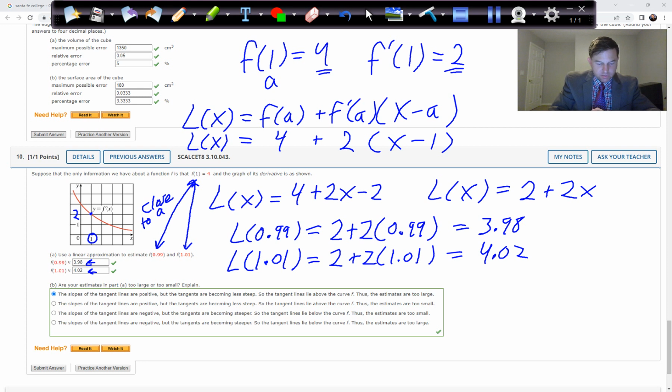Now it says, are your estimates in part A too large or too small? Well, if you look at this curve of the derivative, the values are getting increasingly smaller. They're positive, so they're above 0, but they're getting smaller. So because they're positive and becoming less steep, that means our tangent line is above the curve of f, therefore our estimates are too large. If you reason that out, you can see that our tangent line would lie above our original curve. Okay, and that will complete section 3.10.